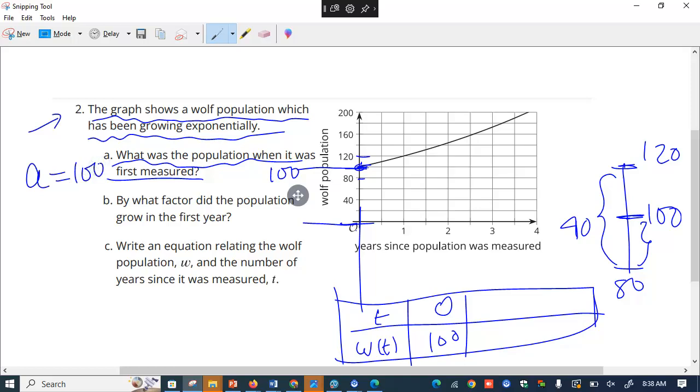Then after that, if you look at the graph, what is this point? This point is 0, 100. That's the first one. And the second point, you can clearly see this point is 1. After 1 year, it goes exactly to 120. So it is 100 and 120. So that means this number is 120.